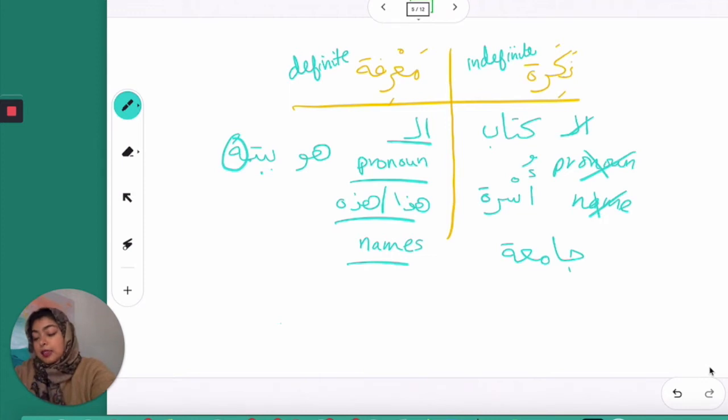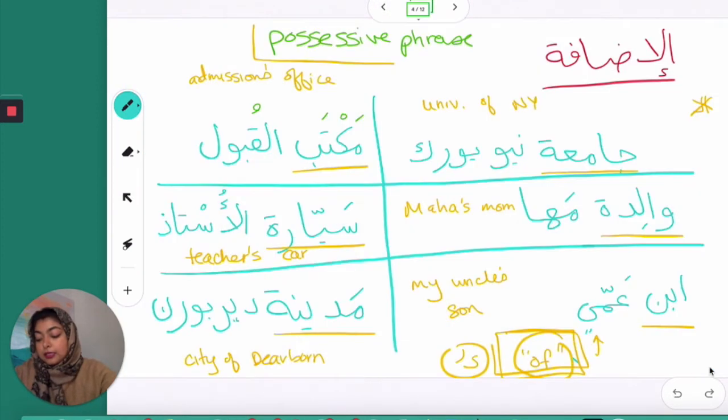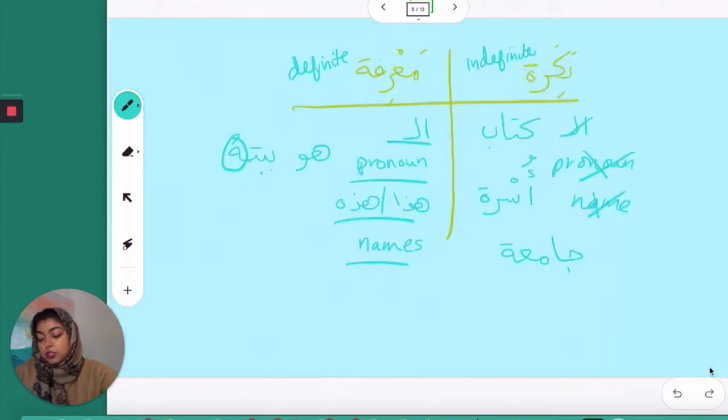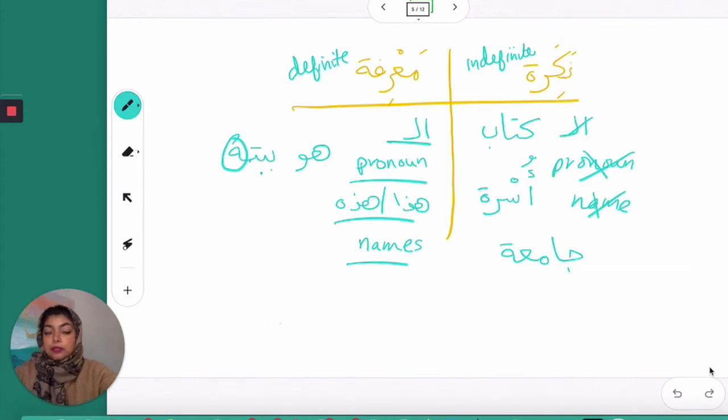So now based on that, let's go back and let's look here. And let's see, all of the first words are examples of what? جامعة, والدة, ابن, مكتب, سيارة, مدينة. All of them are examples of what? Nakira. Very good. So the first word in the إضافة is اسم nakira. It's an indefinite word. What about the second word? New York. Which side would it fall under? Would it be considered ma'rifah or nakira?